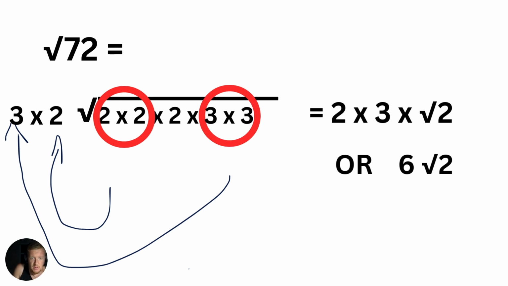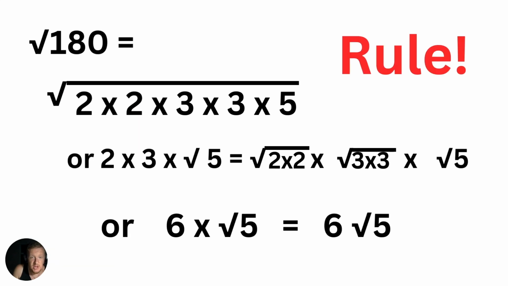2 in the middle cannot be simplified any further. So we also write it as 2 times 3 times the square root of 2. Or you could write it as 6 root 2. Remember, 6 root 2 is exactly the same as 6 times the square root of 2, like I mentioned in the previous page here. Like 6 times square root of 5 equals 6 root 5.